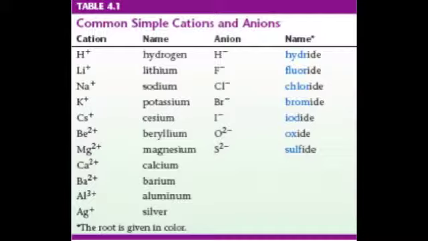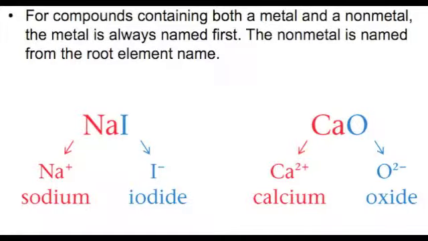Here are some common simple cations and anions mentioned in the table. And so in our example, we have sodium iodide and calcium oxide. They're all balanced with their charges.